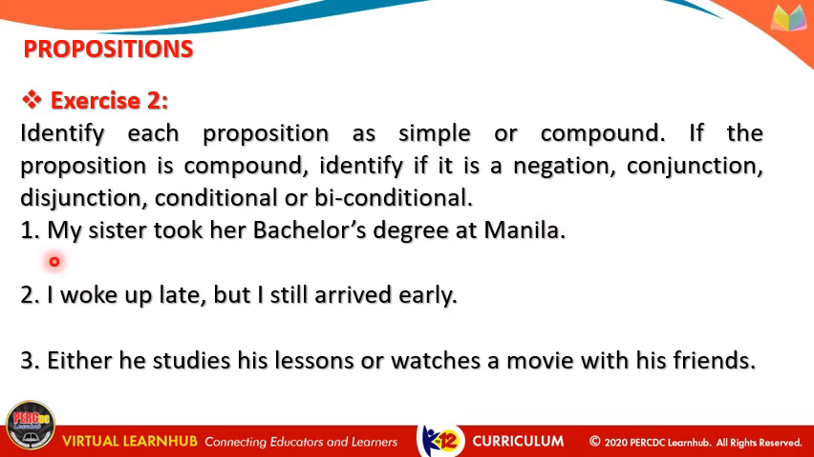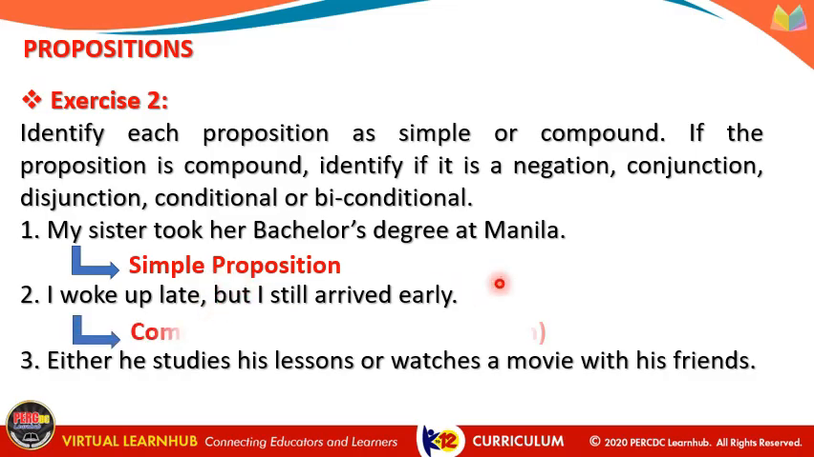My sister took her bachelor's degree at Manila. As you can see, this proposition only has one thought. Thus, this is a simple proposition. Second one, I woke up late, but I still arrived early. As you can see, we have the word but. You have two propositions connected by the word but. This is a compound proposition, specifically a conjunction.